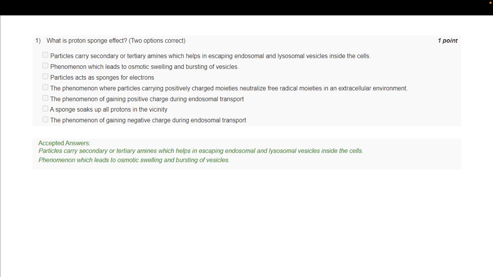Yes, you're correct. The correct options for this particular question are 1 and 2. So you were right in your answer. So let's see what the proton sponge effect is.